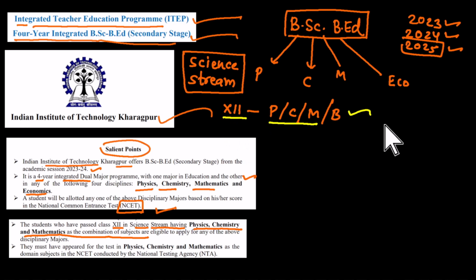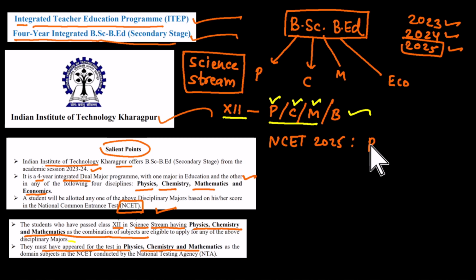This is the first criteria. I am not talking about the minimum eligibility. Okay. Here I am talking about what is required as far as the domain subject point of view. Okay. So your subjects are physics, chemistry, math. You should have these subjects in class 12. Then only you can apply. And then it says they must have appeared for the test in physics, chemistry and maths. So that means in NCET 2025, you should have appeared in physics, chemistry, maths as the domain subject.